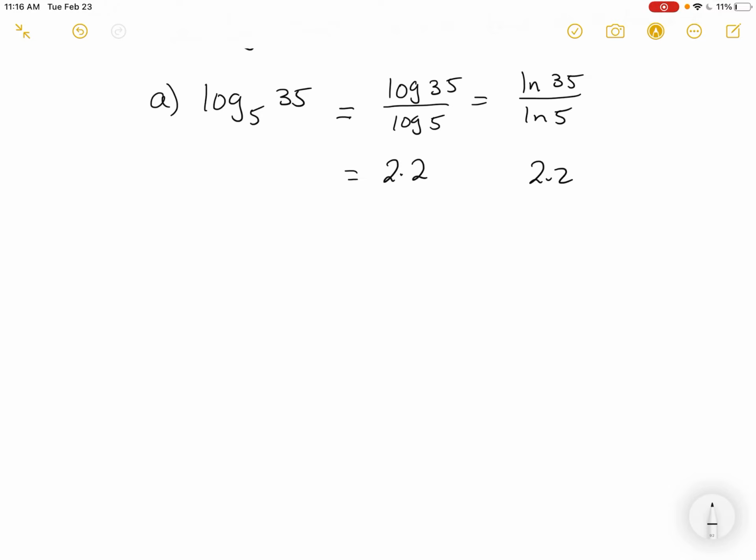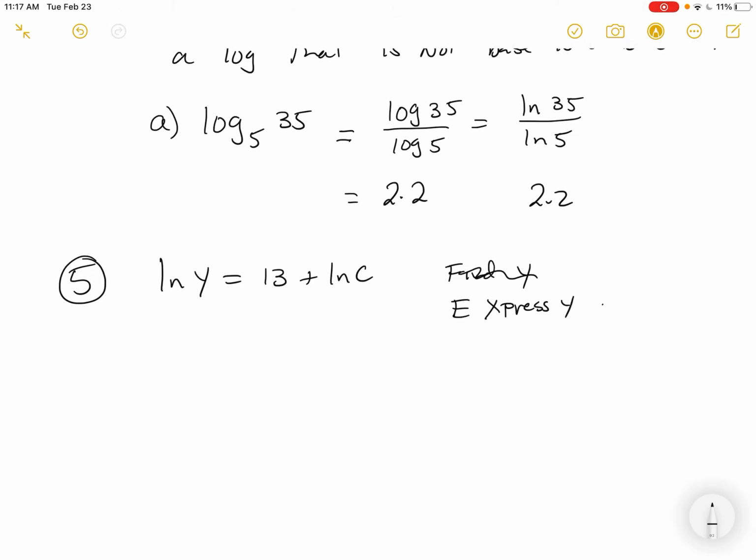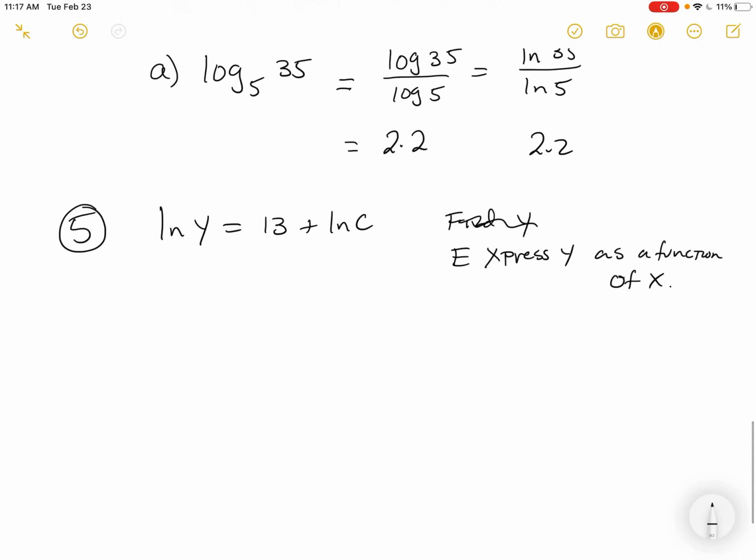So there are some other questions along the way. Let me see what number I'm up to. Number 5. I saw this one in there and didn't want it to take you by surprise. ln y is equal to 13 plus ln c. And what they would like you to do is to express y as a function of x would be a better way for me to say what they're asking us to do. Apologize for not saying it that way the first time.